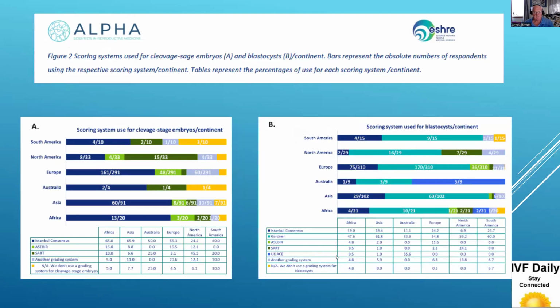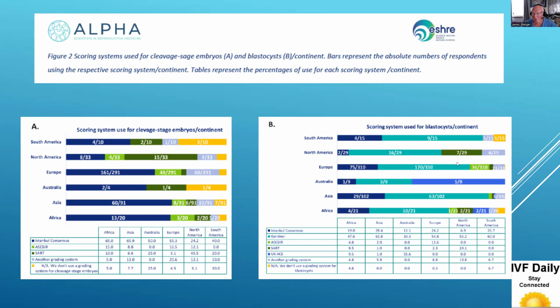If you look at the scoring system by region for cleavage stage and blastocysts, you can see that Africa and Asia and Europe to some extent implemented the Istanbul consensus in the majority of cases. North America and South America, not so much. North America had their own scheme, 15 or 30 years to start. And Australia was only 4 clinics, you can't tell much.